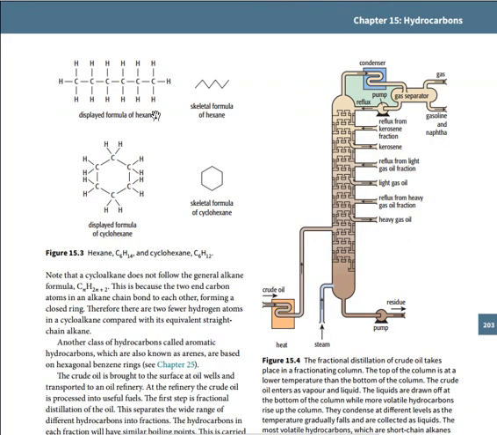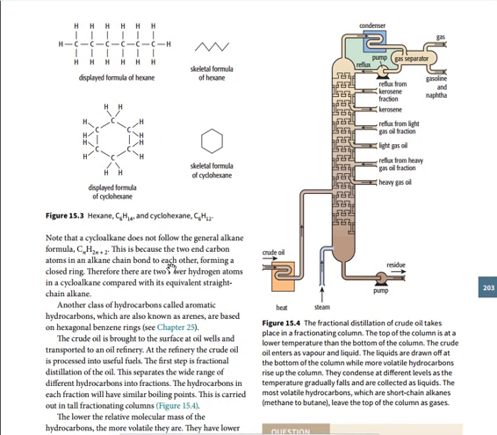Now this is the displayed formula of hexane, and this is the skeletal formula of hexane. This is the displayed formula of cyclohexane, and this is the skeletal formula of cyclohexane. You need to know that the general formula for alkanes is CnH2n+2, and that is another property of a homologous series. A homologous series has a general formula for itself.